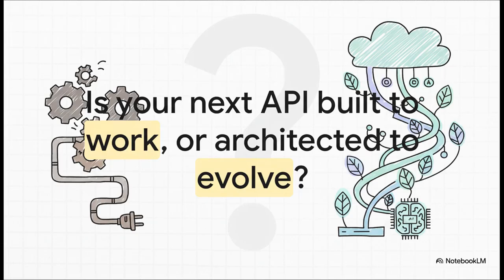So this leaves us with one final question, and this one's for you. When you build your next project, are you just going to build it to work for today? Or are you going to architect it so it can evolve for tomorrow? Because planning for future needs, things like AI integration, that's not an afterthought anymore. It's the very core of modern, durable software architecture.